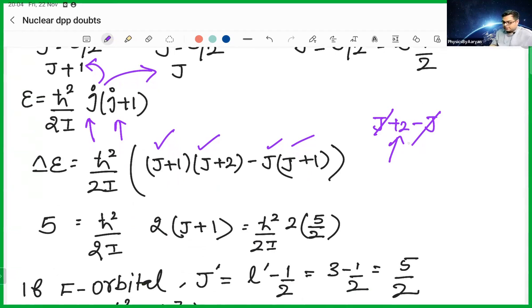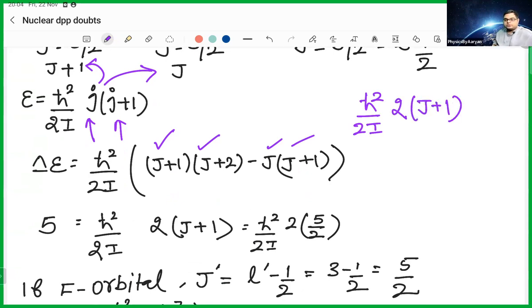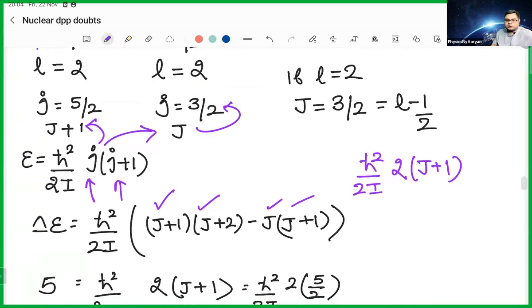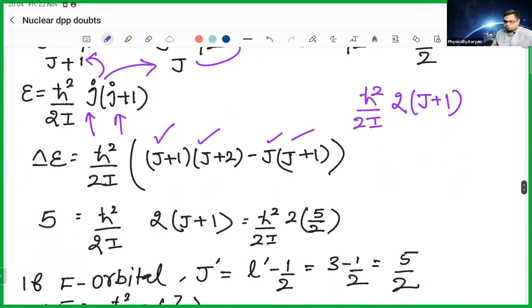It means the energy difference is given by h cut square by 2I into 2 into capital J plus 1. Now the question is, what is this capital J? Capital J is 3 by 2. We know. We have put this as 3 by 2. So capital J is 3 by 2, so J plus 1 becomes 5 by 2. So this is your energy difference.